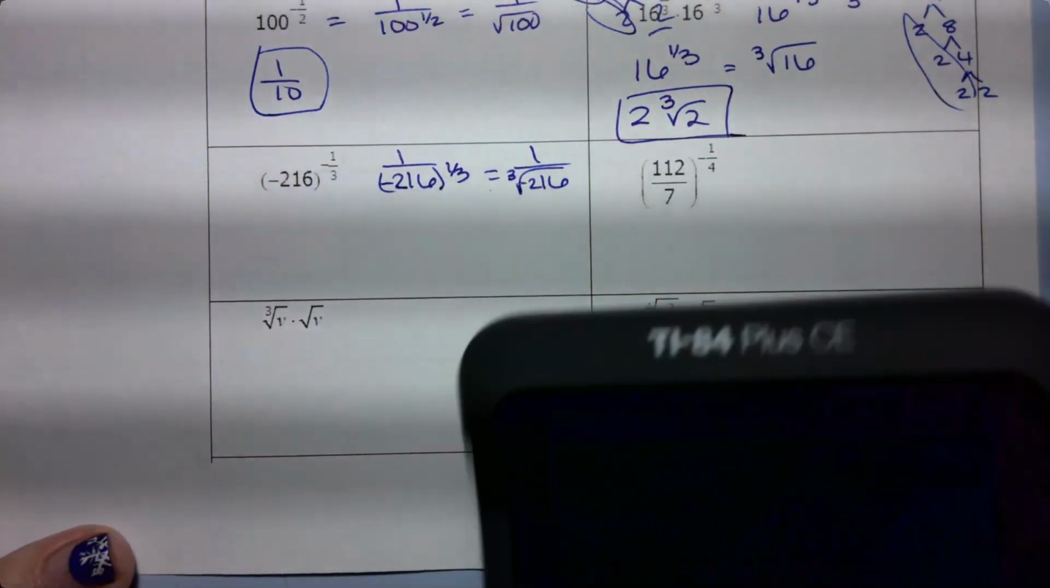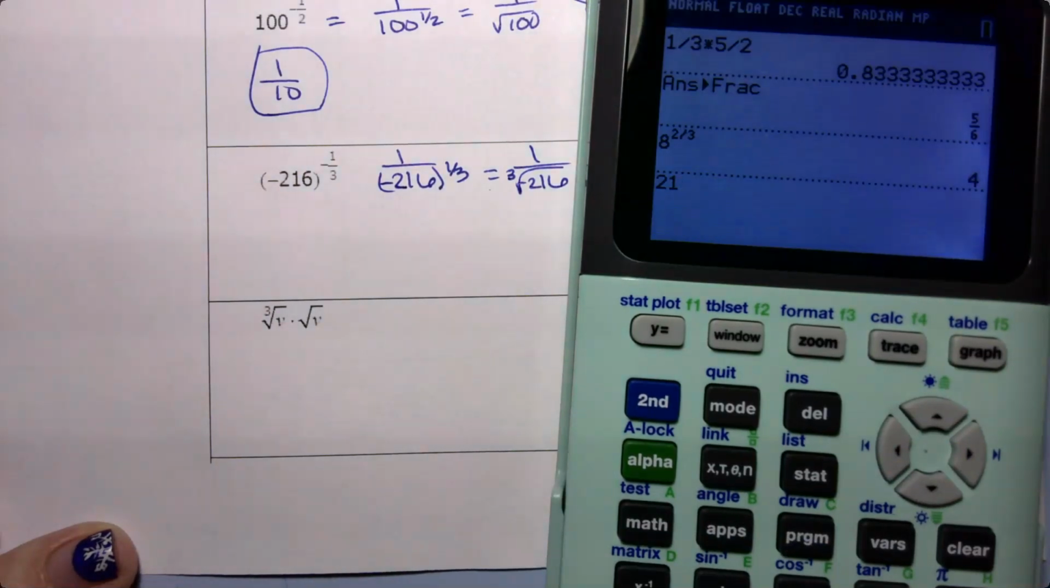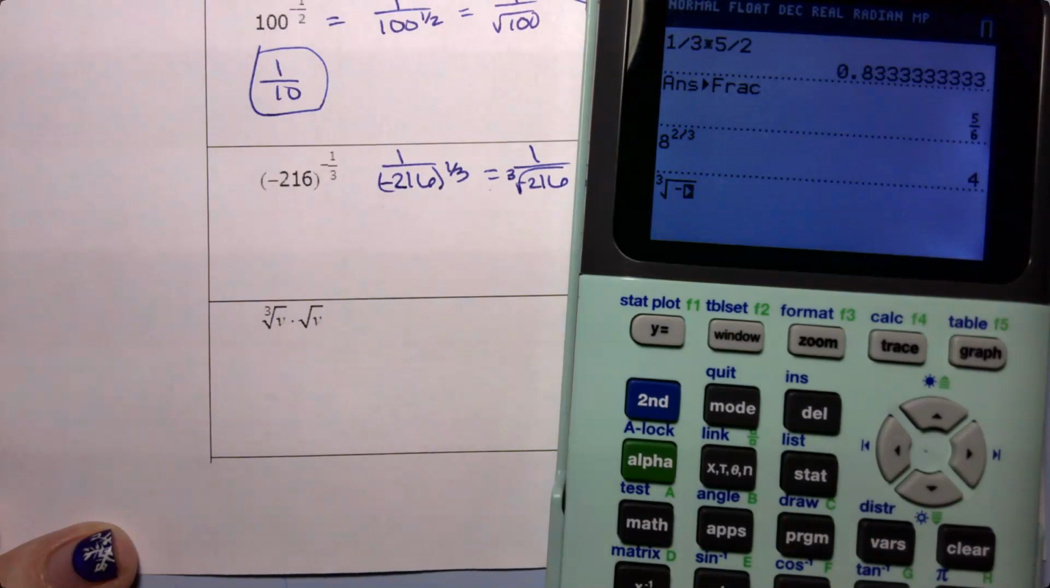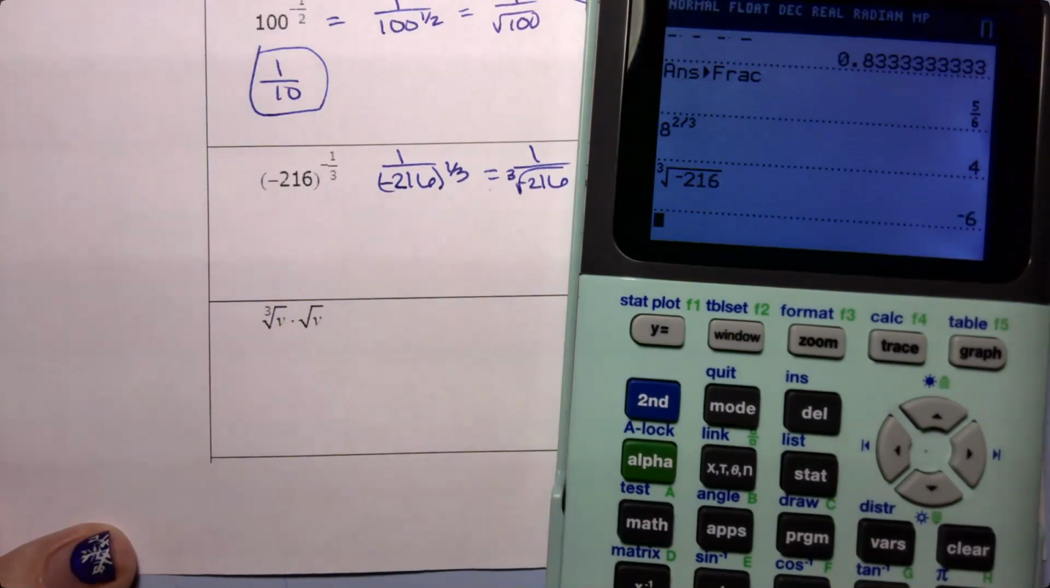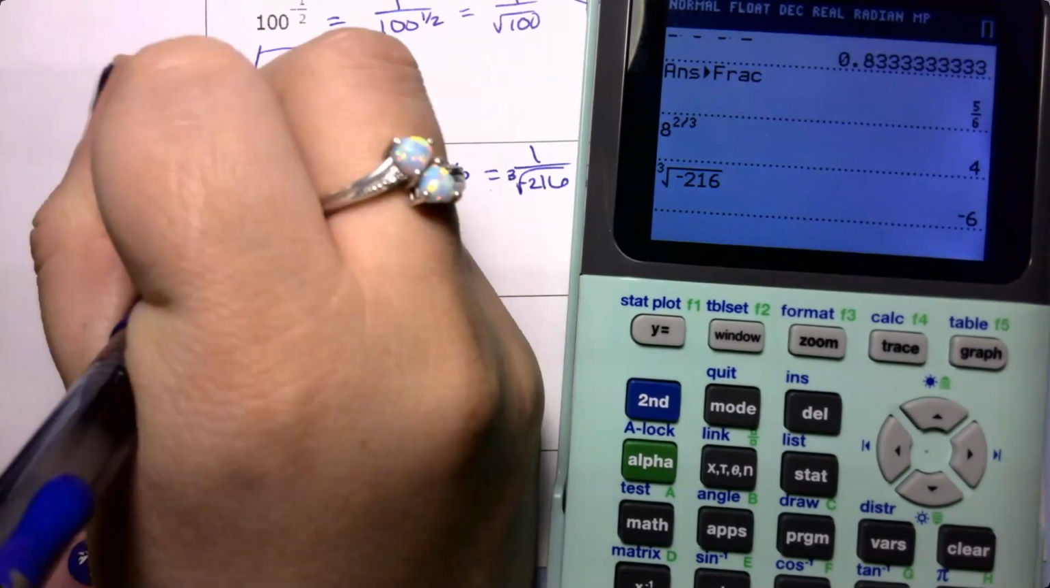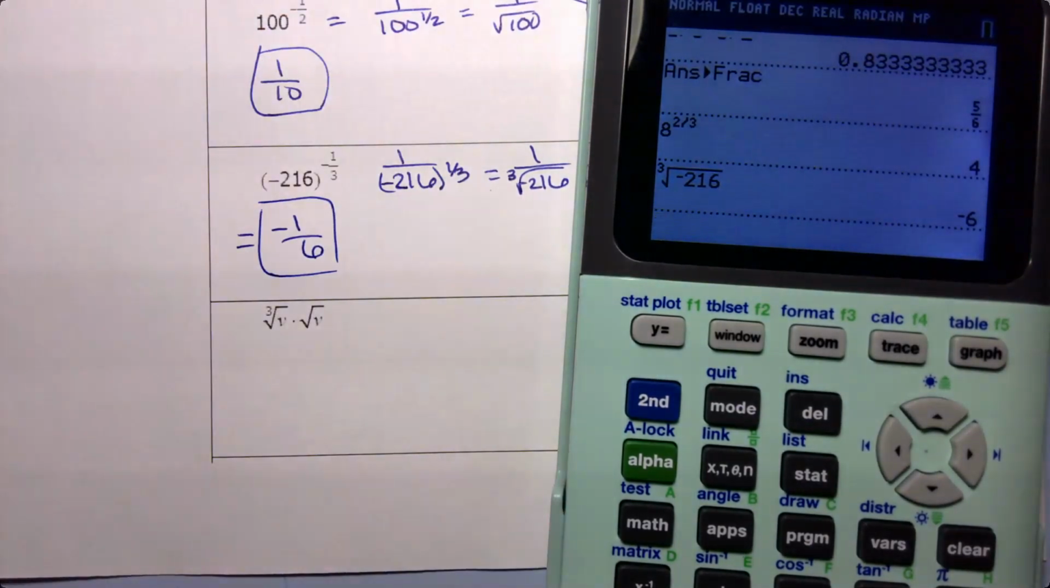I can't remember if 2/16 is a perfect cube. So I'm going to go math, choice 4 is my cube root, and then I'm going to type in 2/16. Oh, it is a perfect cube root. So I get equals negative 1/6. I can move the negative to the top. I can move it out front of my fraction. Typically, we don't leave the negatives on the bottom, though.